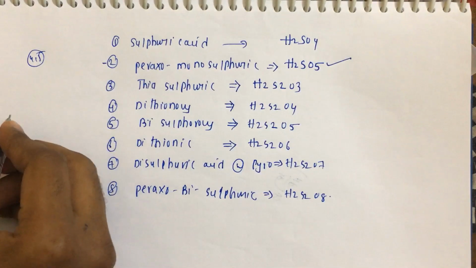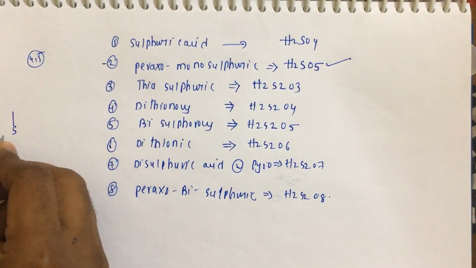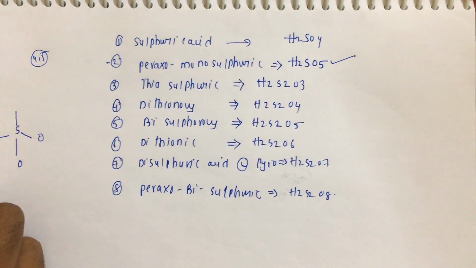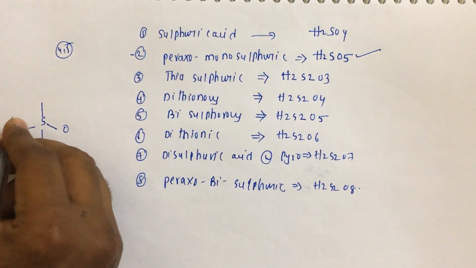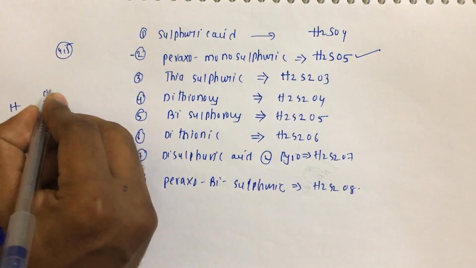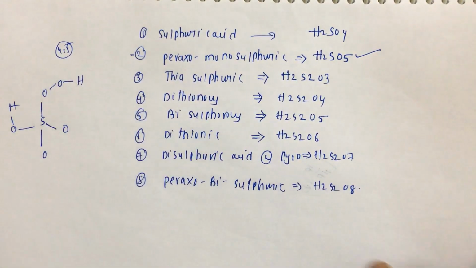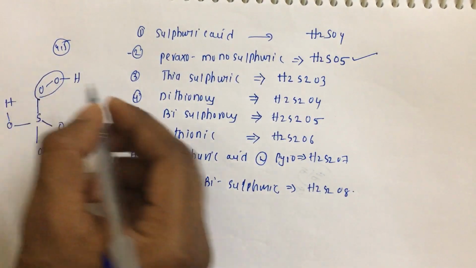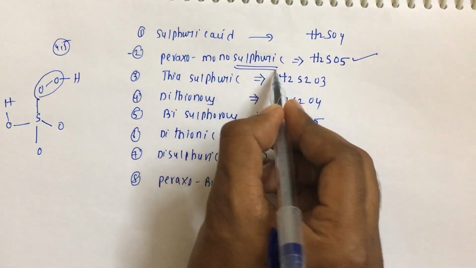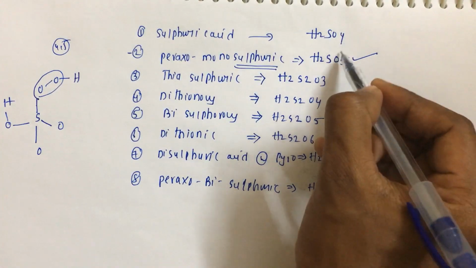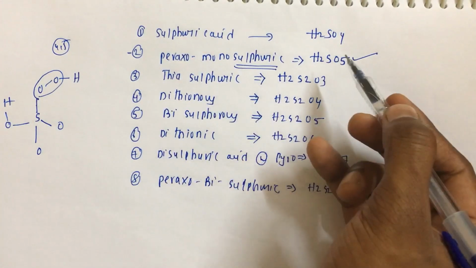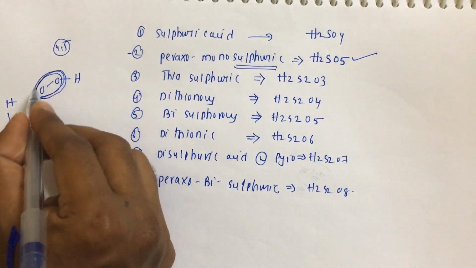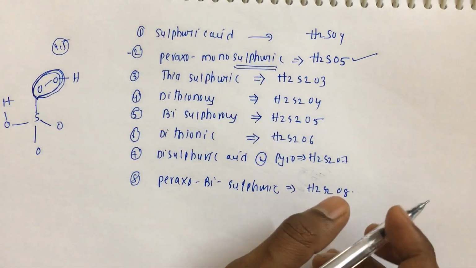if we see this structure it will be like this: S, oxygen, oxygen, here one OH bond will be there, and here the peroxy bond will be there. So this is the H2SO4 structure. So here we have peroxy bond, and it's like sulfuric acid only, we just increased one oxygen. Okay, but it's more or less like sulfuric acid, so we call it a peroxo. This is peroxo monosulfuric acid.